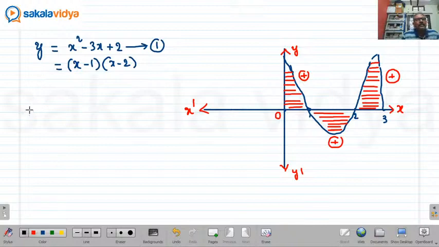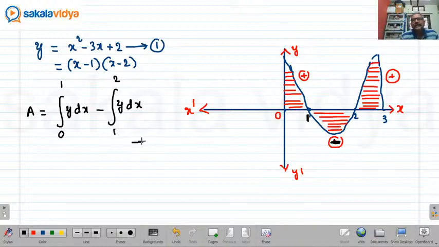So now area is equal to, we can write integral 0 to 1 y dx, minus integral 1 to 2 y dx, and plus the next integral 2 to 3 y dx. This we need to evaluate.